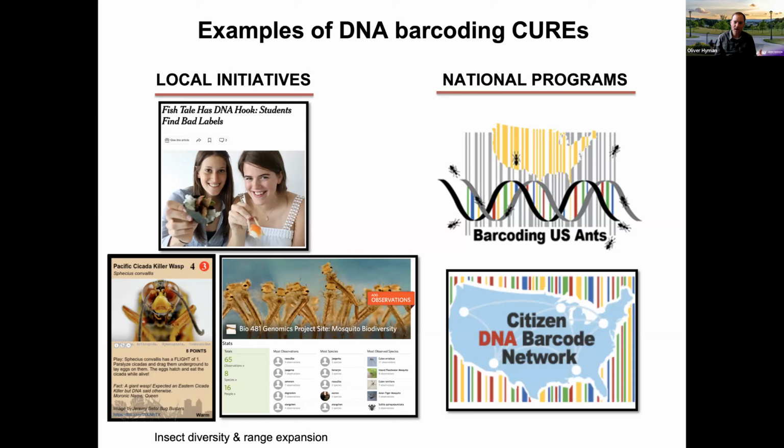And so some examples of that might be looking at local sushi restaurants or fish purveyors to see if they're mislabeling their fish products. And also, just as examples, looking at insect diversity and range expansions of things like cicada killer wasps, some invasive species, or potentially looking at the species of mosquitoes that can be disease vectors that can potentially be spreading into new ranges and new areas. And so these are all different examples of DNA barcoding CUREs that can be relevant outside of the course and contribute to larger databases or individual research programs at your particular location.